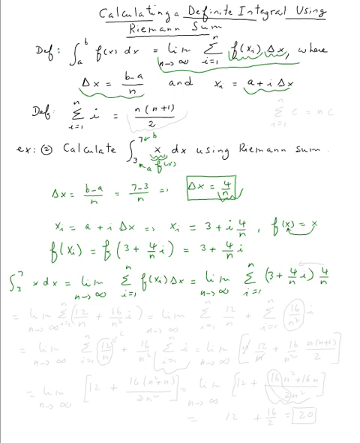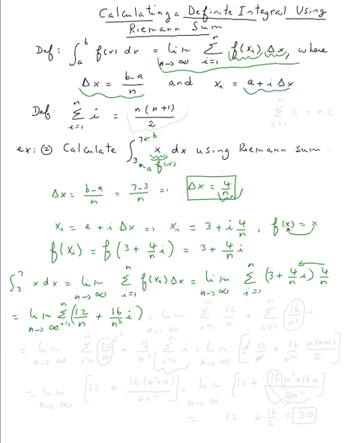So far, so good. Now this is going to be equal to the limit as n goes to infinity. I'm going to distribute 4 over n, so that's 3 times 4 is 12. So 12 over n plus 4 times 4 is 16, n times n is n squared, so 16 over n squared times i. And we want the sum of this from i equal 1 to n.